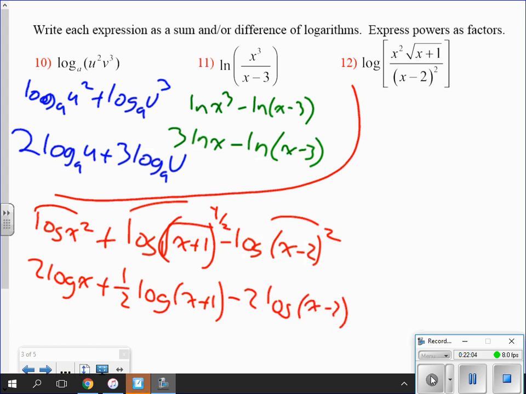Notice I cannot break it down any more than that because we do not have a rule for the logarithm of things that are added or subtracted. Only logs of things that are multiplied or divided. The log of 2x is the log of 2 plus the log of x. The log of 2 plus x is the log of 2 plus x. You can't do anything with that. Okay.